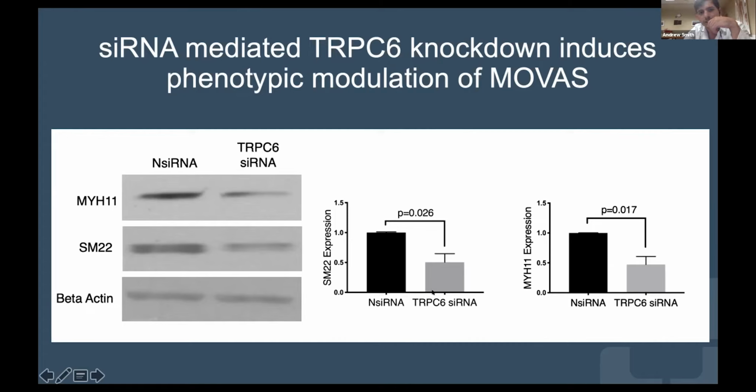These results suggest that knockdown of TRPC6 is sufficient to induce phenotypic modulation, and that TRPC6 has a direct role in modulation of contractile phenotype and contractile biomarker expressions in arterial vascular smooth muscle cells.